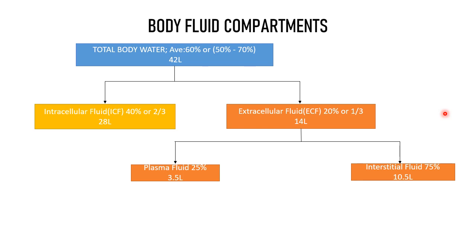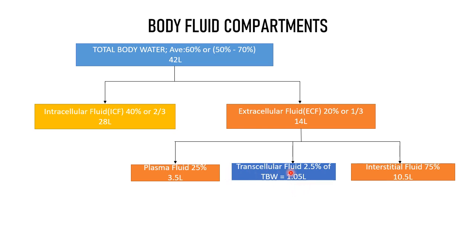Then there is another type of extracellular fluid, which is not calculated as a fraction of extracellular fluid, but as a fraction of total body water. That compartment is known as transcellular fluid. It is a very, very small proportion of the body fluid compartments, composed of 2.5% of total body water. And when you calculate 2.5% of 42 liters, it will give you 1.05 liters.